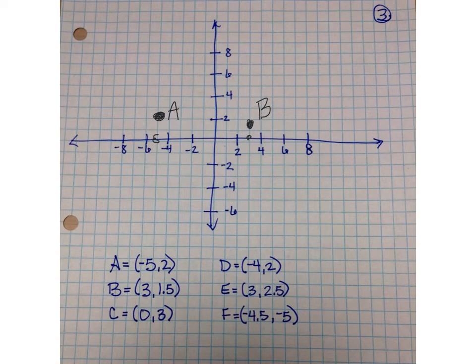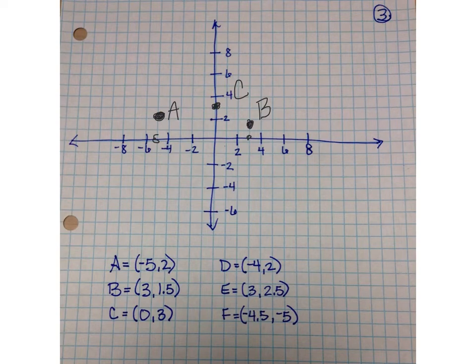All right, let's try C. So C is 0, which is the center. So we're not going to go anywhere on the x-axis, but the y-axis is going to take us up 3. So we're going to go up here to the 3. Just put it right on the number.